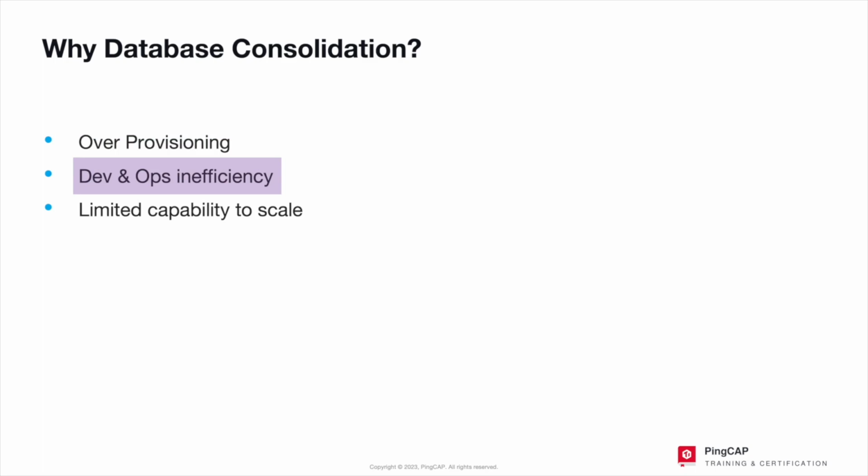Next, we have development and operations inefficiency. This one's pretty simple. There are two aspects here. One, it takes more DBAs to manage 300 databases than it does to manage one. I pulled the number 300 out of thin air. There's nothing magical about it. I'm just using it as an example. Two, 300 database installs require more resources than one single database install or one single database instance. Finally, we have limited capacity to scale. So scaling a single database cluster is much easier than tracking and scaling 300 of them. Once again, 300 is a made-up number.